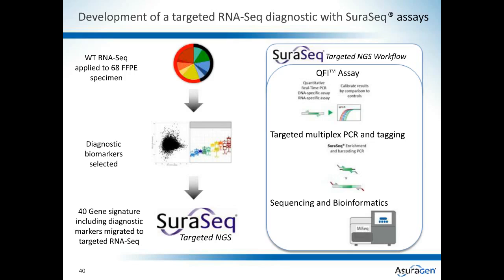The targeted RNAseq workflow is as follows on the right. We start with isolated RNA and perform a qPCR-based QFI assay to assess the functionality of the material. This assay is performed post-RT. That RT is then fed into a targeted multiplex PCR and tagging step. Those libraries are then amplified and then sequenced on a next-gen sequencing instrument.